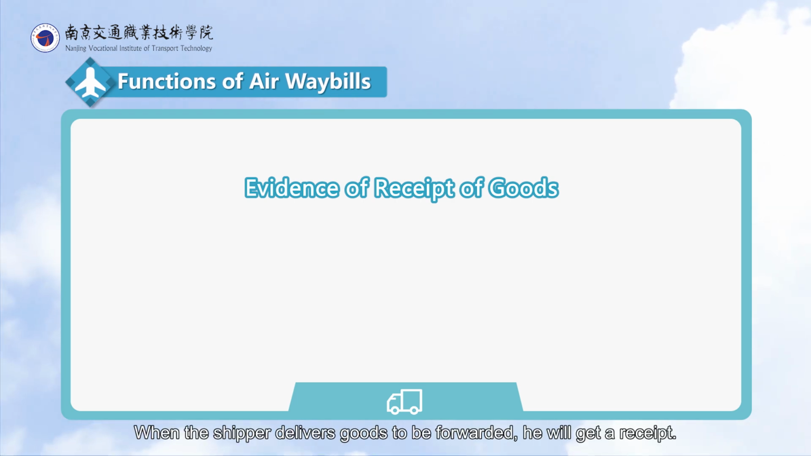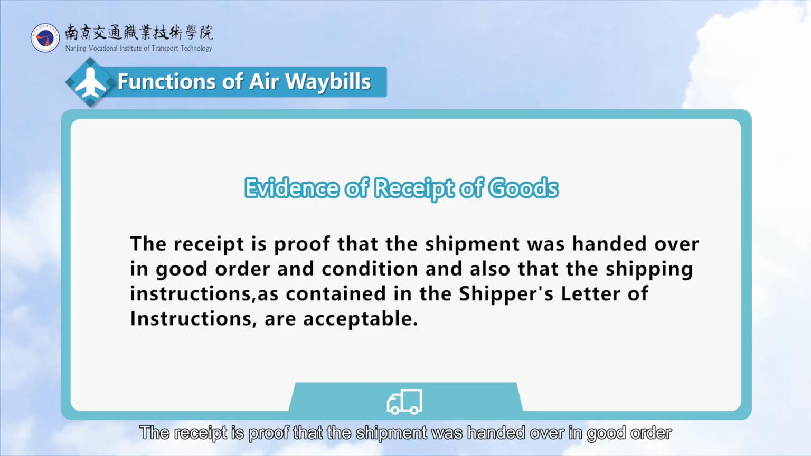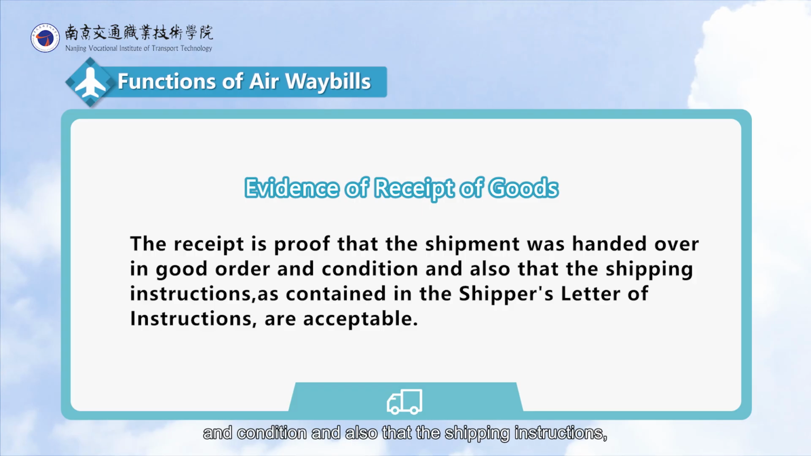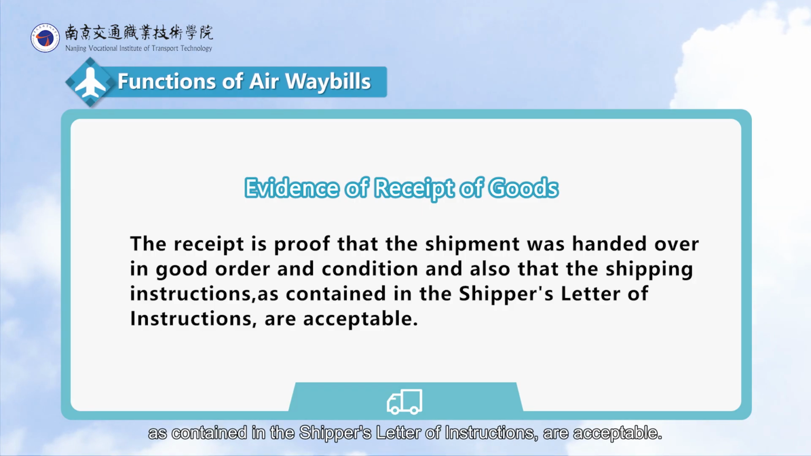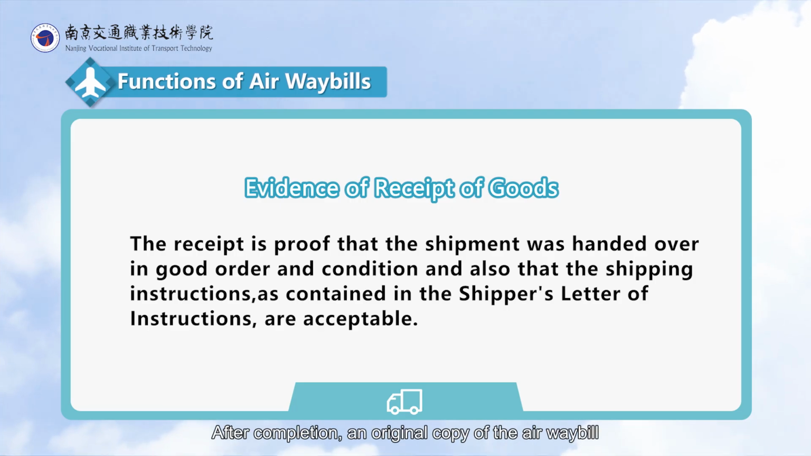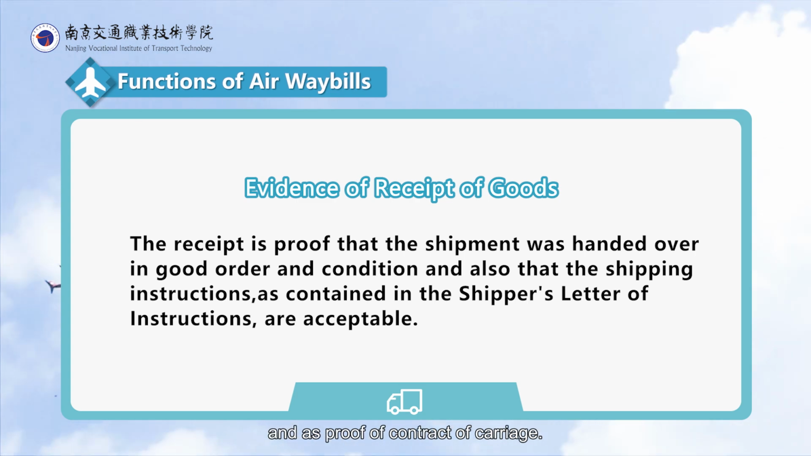When the shipper delivers goods to be forwarded, he will get a receipt. The receipt is proof that the shipment was handed over in good order and condition, and also that the shipping instructions, as contained in the shipper's letter of instructions, are acceptable. After completion, an original copy of the airway bill is given to the shipper as evidence of the acceptance of goods and as a proof of a contract of carriage.